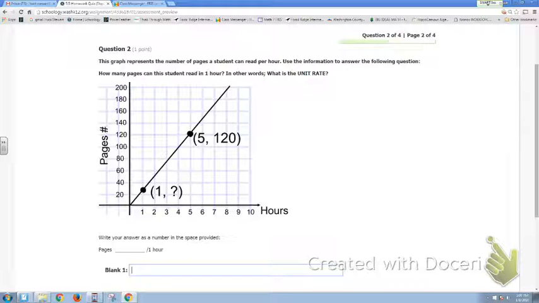So you may use any point along the way. Any of these points along the way will give you a rate of some kind of number of pages per hour. Then you could just use division like you did in 5.1 to find the unit rate of pages per hour.